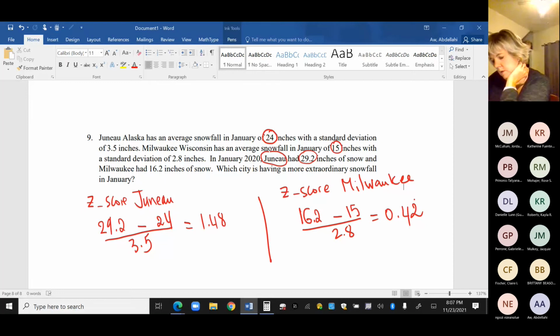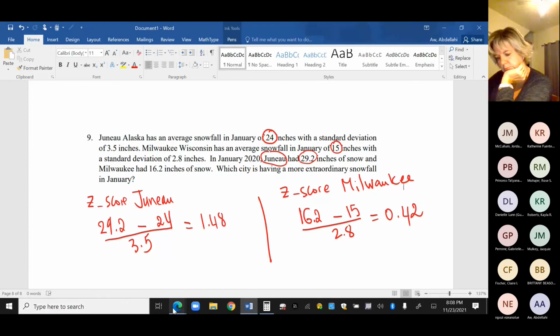It comes from the z-scores we did, right? And Juneau has a bigger z-score. So it is more extraordinary because that snowfall in January in Juneau is further above the average than the snow in Milwaukee was above the average. For Milwaukee it is almost the same thing; 16.2 is not even a big deal. It's about the same. But for Juneau, the 29.2 is really something, we have 1.48 above the average.